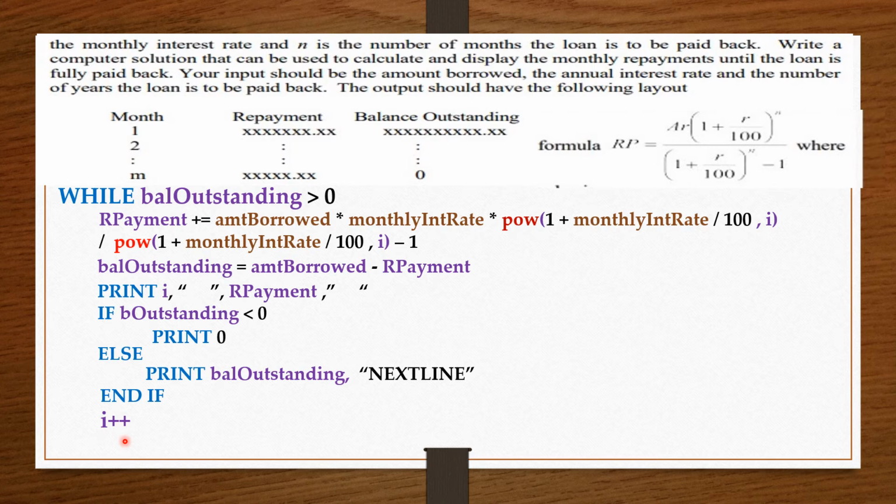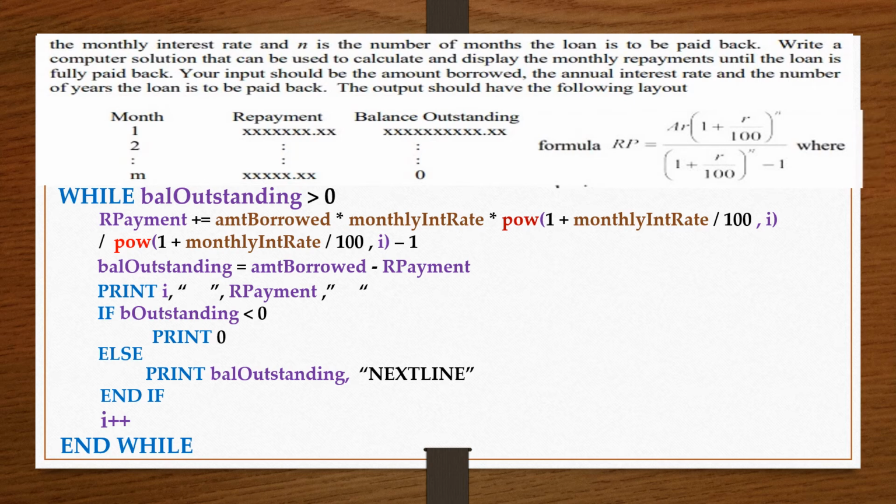So this loop should continue running until the balance outstanding becomes a number that is 0 or less. So we know the condition is that the balance outstanding should be greater than 0. So it should keep running. The moment it becomes 0, it should stop, meaning the user has finished paying the loan he or she borrowed. Now let's convert this to code in C++.